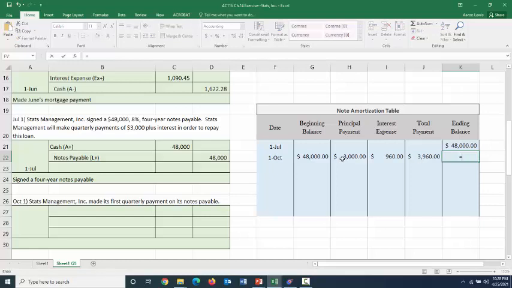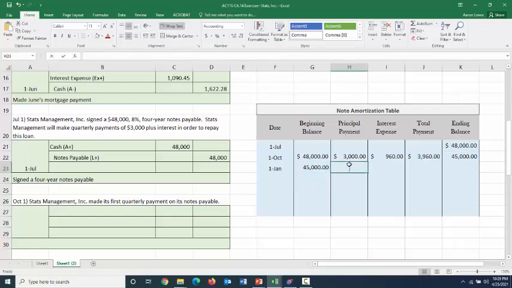What are we going to owe at the end of October after we made this payment? Well, it's going to be the beginning balance minus the portion of our payment which is going towards principal. We owed $48,000, but we paid $3,000 of that principal off, so now we are indebted to this company that we signed the note through for $45,000. If we got to make a payment every 3 months, that means that our next payment after October 1st is going to be due on January 1st. And on January 1st, our balance at the time will have been $45,000.